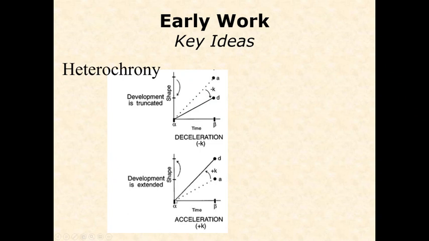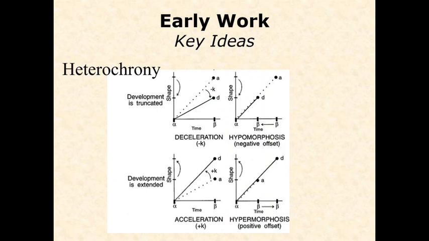Vice versa, of course, if we were to speed up development, given the same amount of time, we could end up with a more fully developed, larger, maybe structures would be different because there'd be more time for, say, finger differentiation or something like that. So we could have dramatic changes by simply one little change in the rate at which that process is occurring. Okay, so that's one example of heterochrony.